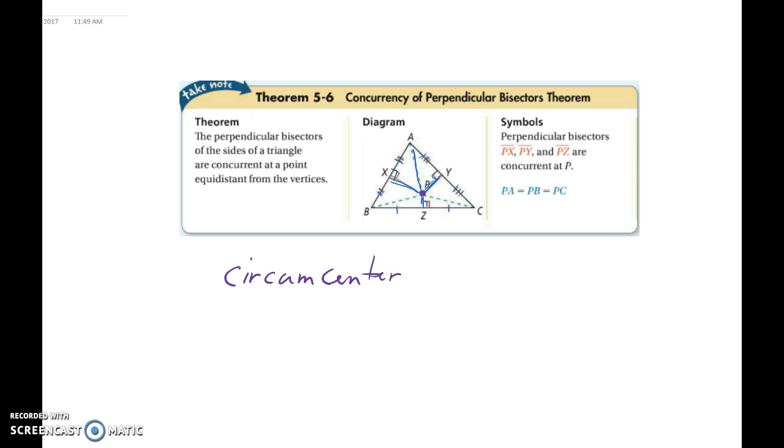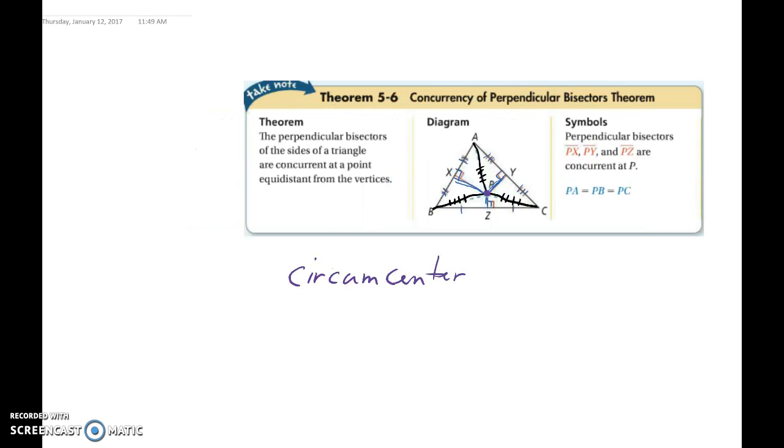Let me do this in different colors. So that distance from P to A is the same distance, I'll do that in 4 tick marks, from P to C. And it's the same distance from P to B. So when we bisect the sides of our triangle, it's the same distance to all of our vertices. So that point of concurrency, where they all intersect, is the same distance to all three of our vertices. And then there's a few characteristics that I want to talk about with the circumcenter.